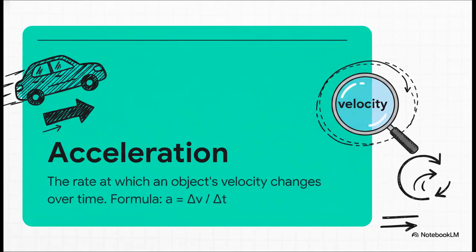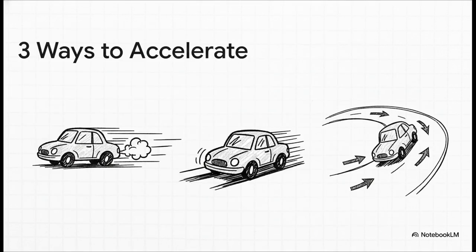See, in physics, acceleration isn't just about stomping on the gas pedal. It's defined as the rate of change of velocity, and that's the key word there, velocity. This formula just says acceleration, a, is the change in velocity, that's what the little triangle delta v means, divided by the change in time. Because velocity includes direction, you are accelerating if you speed up, slow down, or just change direction. So yeah, there are actually 3 ways to accelerate.